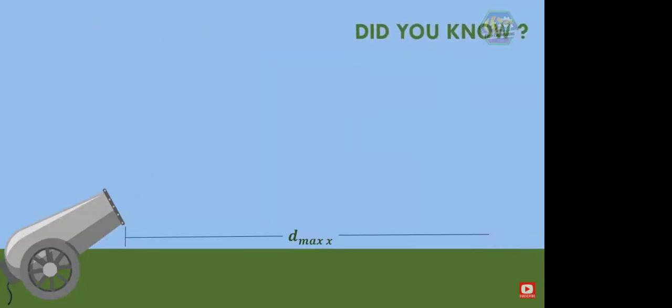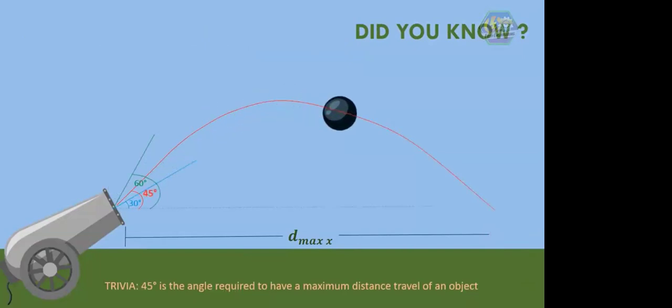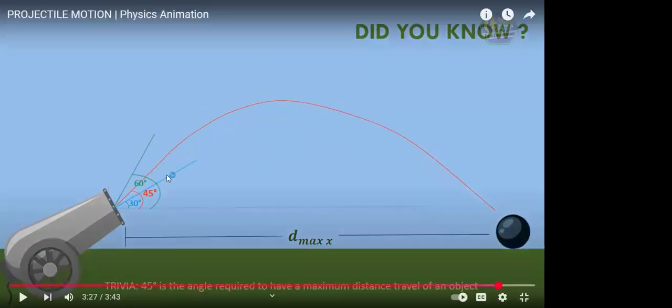Before we end, let me leave you with this trivia. Did you know that in projectile motion, to have the maximum distance traveled by an object, it should be fired at a 45-degree angle? If you want to throw something the furthest distance you can, you have to throw at an angle of 45 degrees. Even if you throw at a higher angle, 60 degrees, it won't go further. So the furthest distance it can go is at 45.